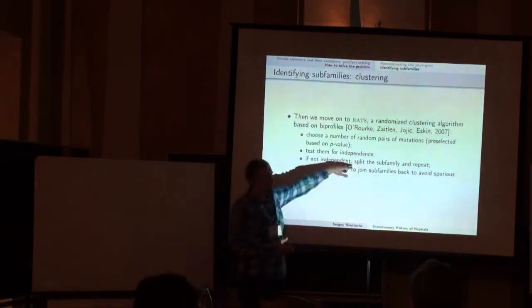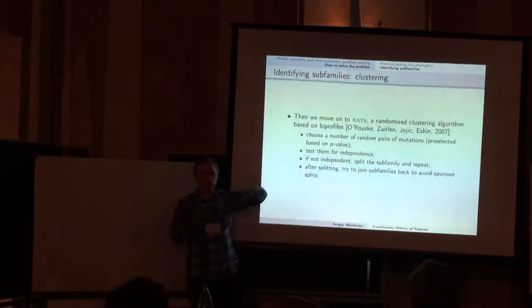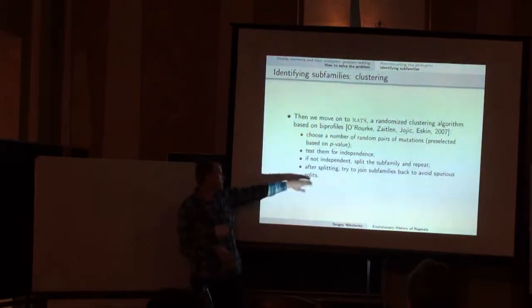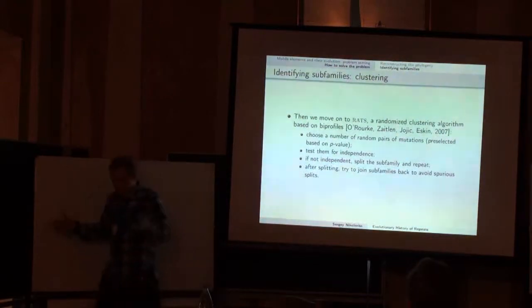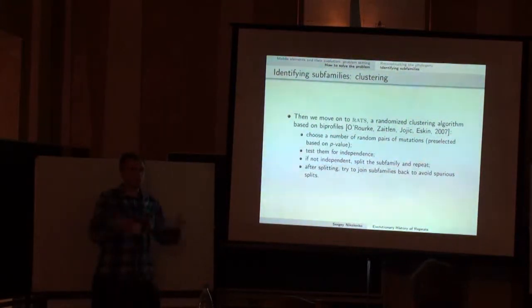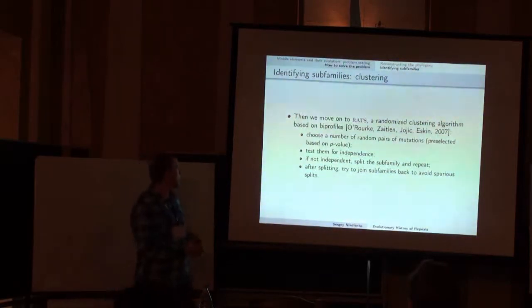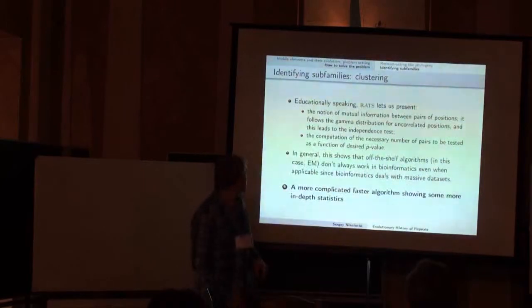But of course, we would get lots of spurious splits, and we might get reasonable subfamilies split into several parts. So after splitting, we try to join subfamilies back. So we basically unite them and again test if we can break them apart. So that's the essence of RETS.